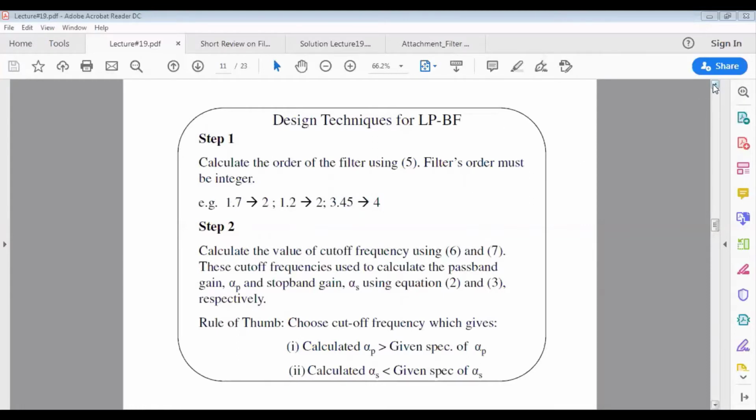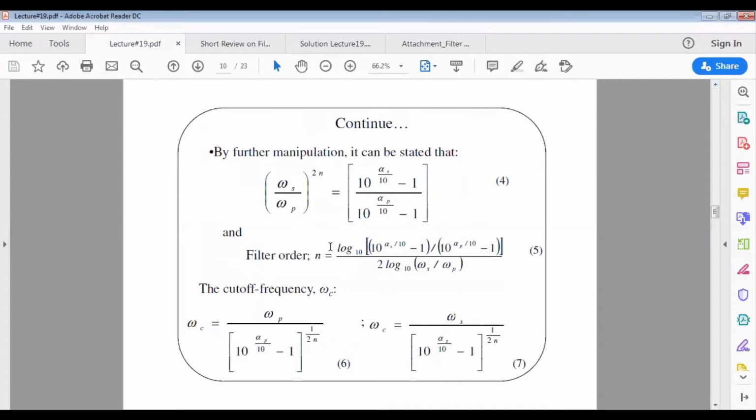So equation number 5, if you can recall which equation this is. In this equation, we have 4 important pieces of information to be substituted, which are alpha S, alpha P, omega S, and omega P. These 4 parameters shall be provided to you in order for you to calculate the filter order N. So I repeat again, these 4 pieces of information: the passband gain, alpha P, the stop band gain, alpha S, the stop band frequency, omega S, and the passband frequency, omega P. All of these 4 parameters must be given, then only you can calculate the filter order N.